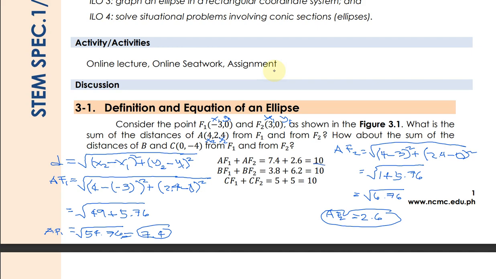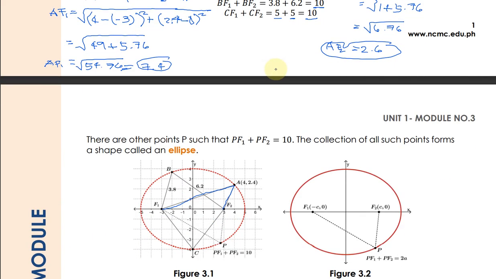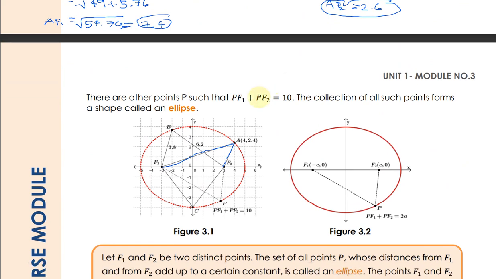So similarly, so the same lang nga process atong buhaton in finding the distance ni B and ni C, no? So you try this. So ang atong nakuha dira is 3.8 plus 6.2, that is still equal to 10. Then sa C naman is we have 5 plus 5, so we have 10. So hadapit si C, so si C kay na siya dari sa ubos, no?